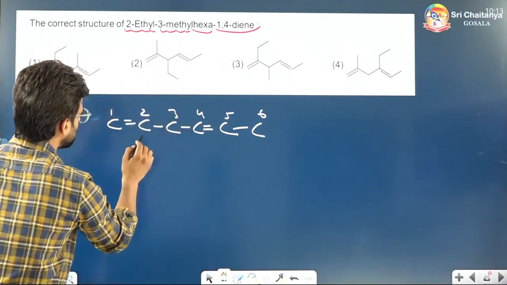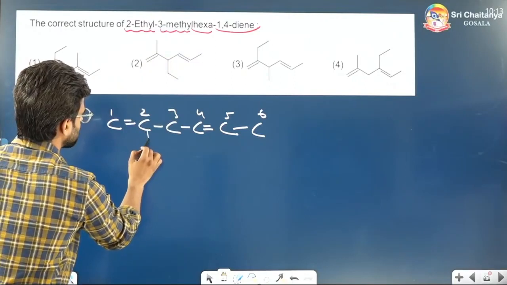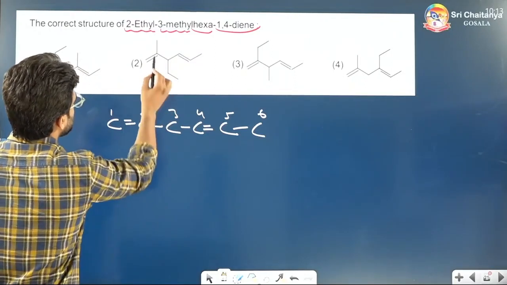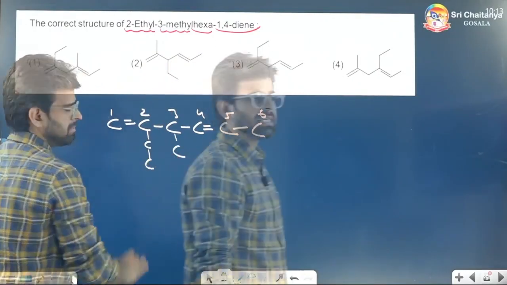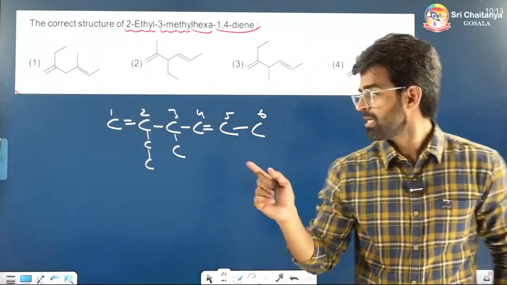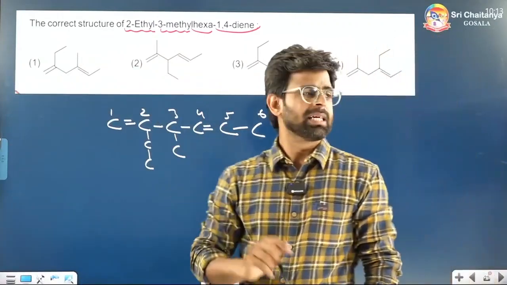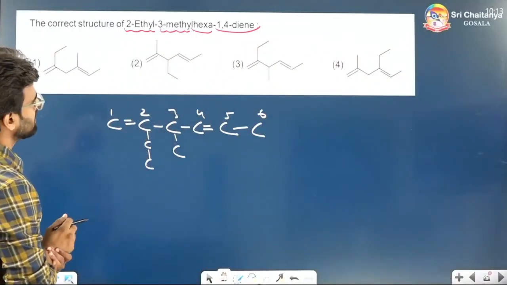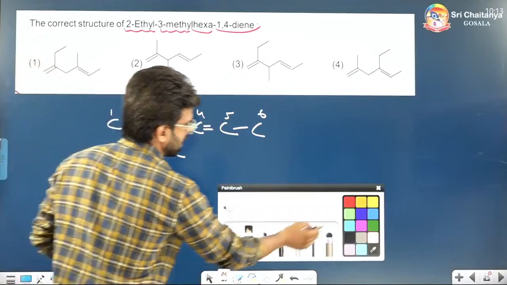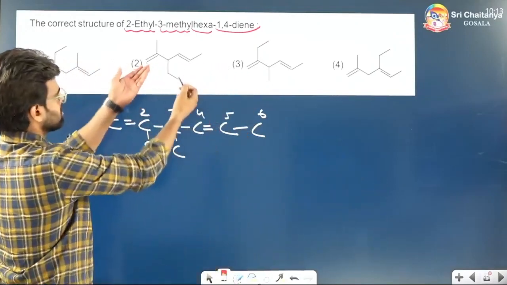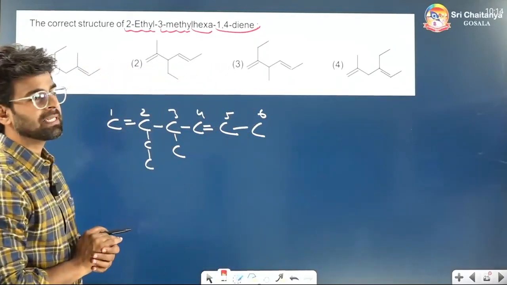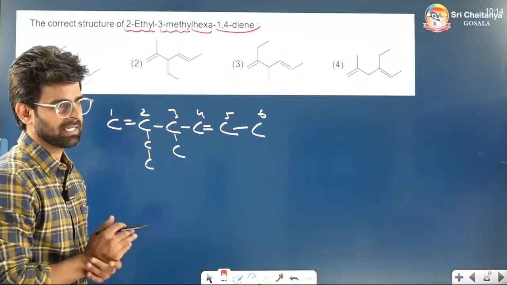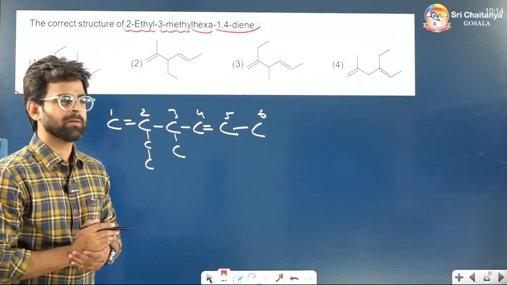Next one, what are they saying? 3-methyl, 2-ethyl. 2-ethyl, right? And 3-methyl. Is it the right structure? 2-ethyl, 3-methyl, hexa-1,4-diene. Which one is the right one? Tell me. Very good. Out of the following, choose which one is right. Some are saying 3. Most of you are saying 3. We'll check. Very good. Fine.